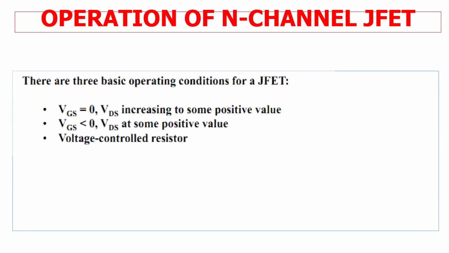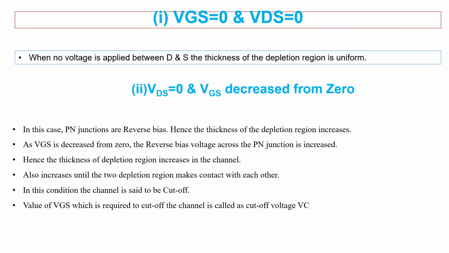And for the operation, there are three operating conditions. One is VGS = 0 with VDS increased to some positive value; another is VGS less than 0 volt with VDS at some positive value; and at last it will act as a voltage controlled resistor. The PN junction is kept in reverse bias condition always. It is working only in reverse bias condition. That is very, very important. And the voltage VDD is applied between the drain and source. The gate terminal is kept open.